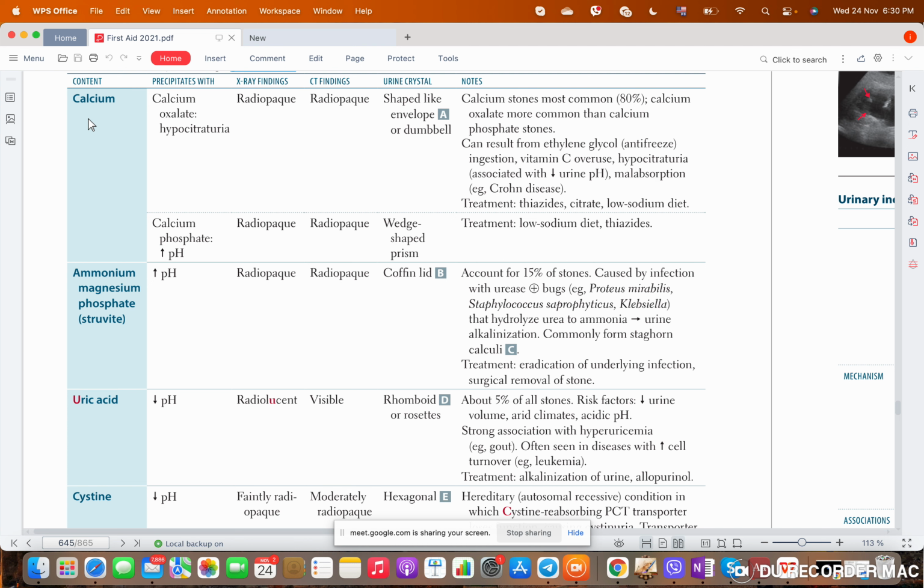So calcium stones are the most common types of stone. We have calcium oxalate and calcium phosphate, okay? They mention here increased pH. When you have increased pH, is it an acidosis or alkalosis? Alkalosis of the urine, correct. Guys, is calcium white or black on an X-ray?